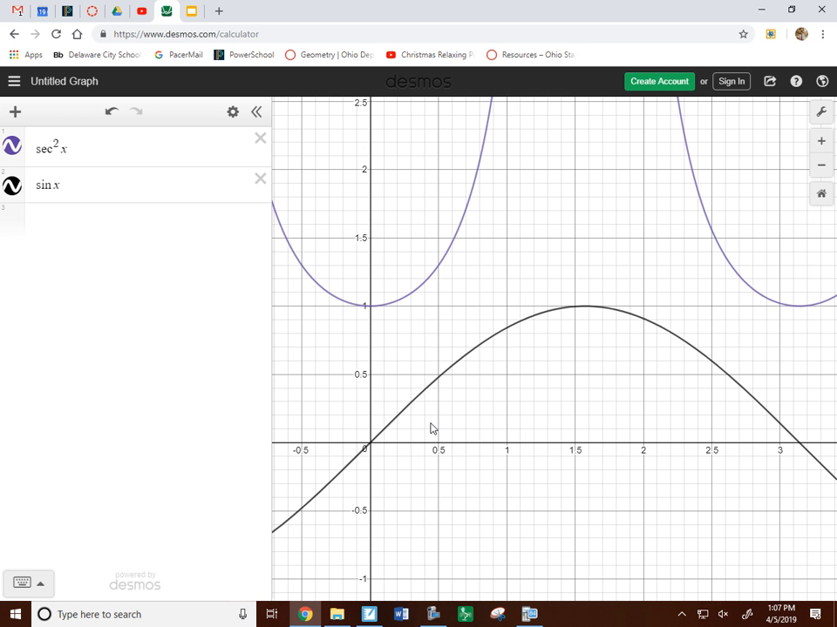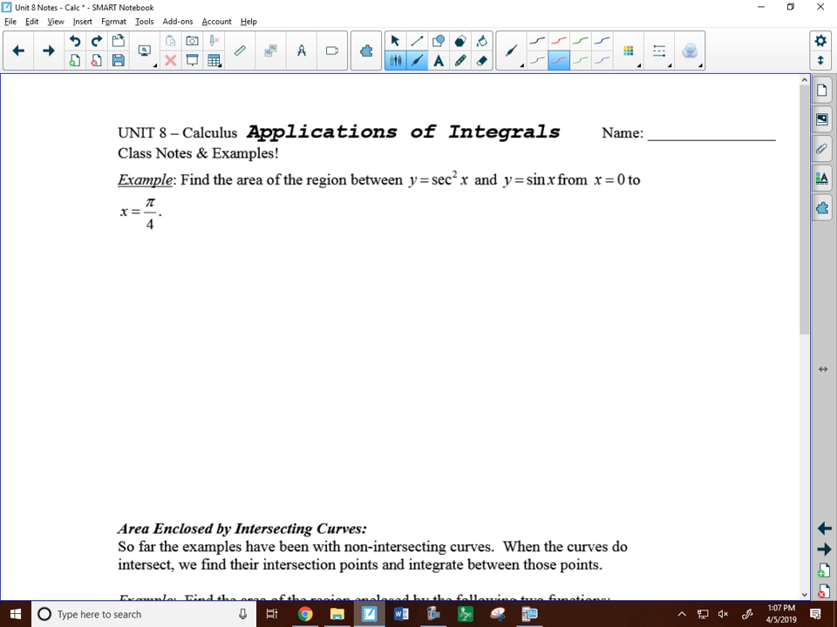Sine is the black, the purple one is secant squared. So let me make a rough sketch of that. So I call this step 1. And there's a rough sketch on our interval. So sine was going like this, and then go back up. So turn around there. And then secant squared was here like this.